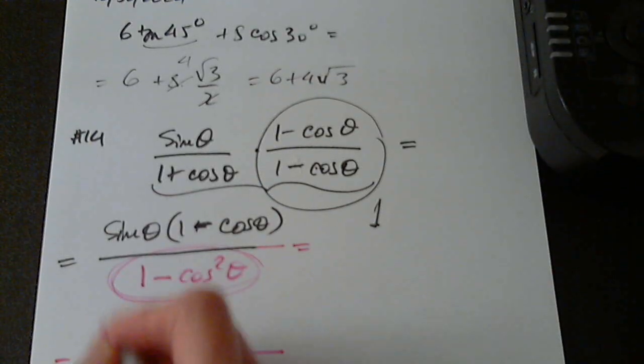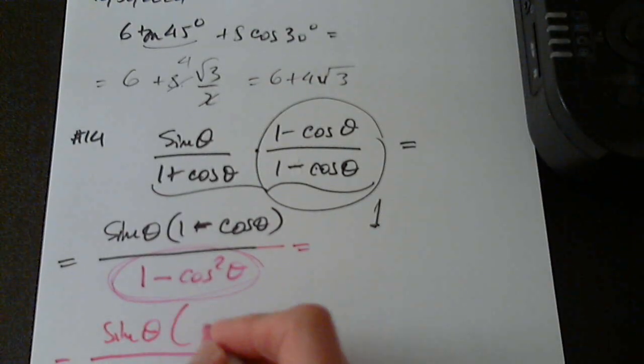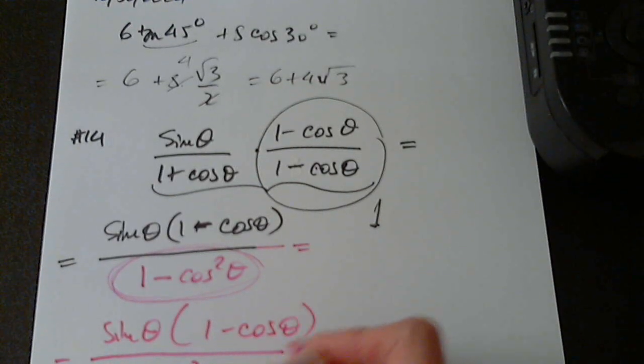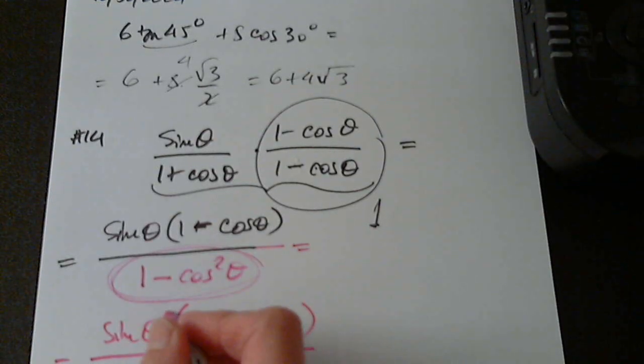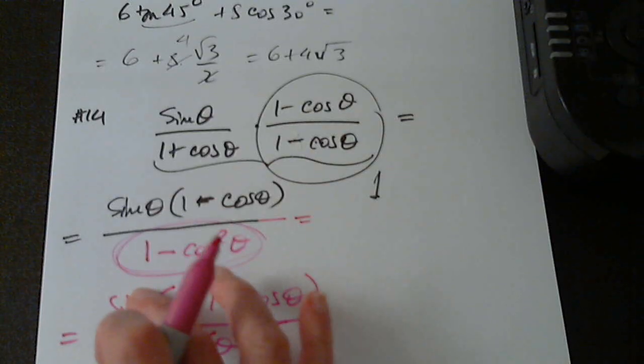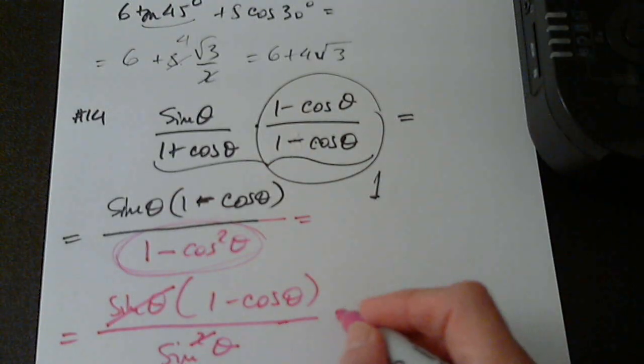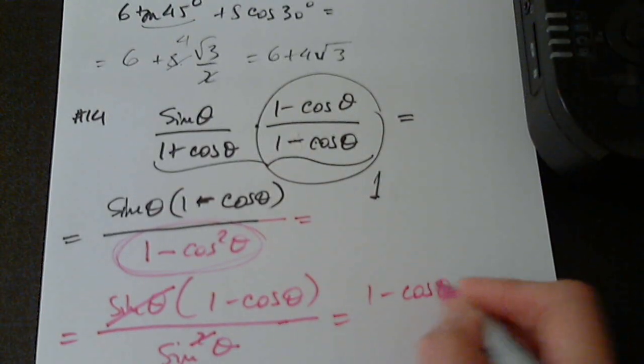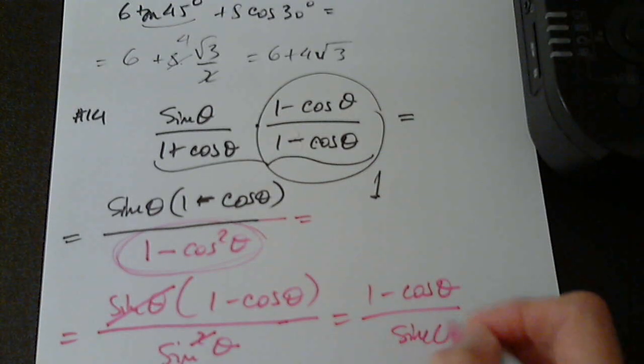Sine squared theta. I have a sine theta at the top and 1 minus cosine theta. And of course, I will simplify factors. So I simplify the sine from the top with the sine from the bottom. So this is 1 minus cosine theta over sine theta.